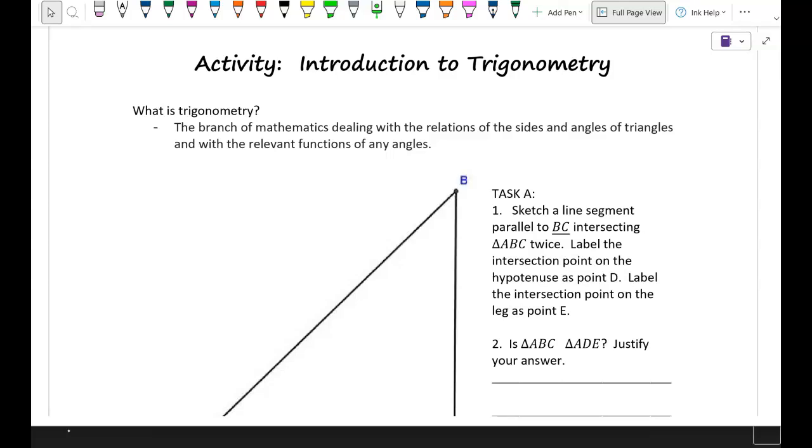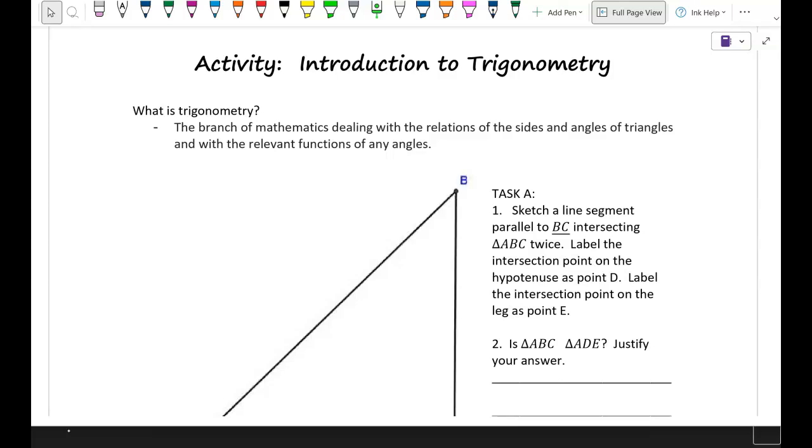Now I will tell you, we are going to get really just an introduction to trigonometry. We're going to learn the ratios associated. We're going to learn a little bit of calculator work, but we are really only going to be working on a little bit of it. As you move on to later levels of math, you will learn more trigonometry.